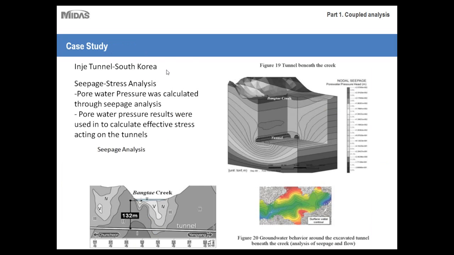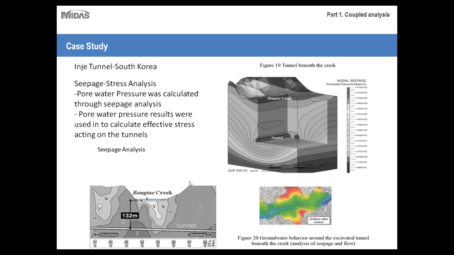Here's the Inje Tunnel in South Korea. For those of you who attended session 3, you should be familiar with this project. I shared it in that presentation as well. But the reason I decided to share it again is that it's a very powerful example of how coupled analysis can be critical for certain types of projects.